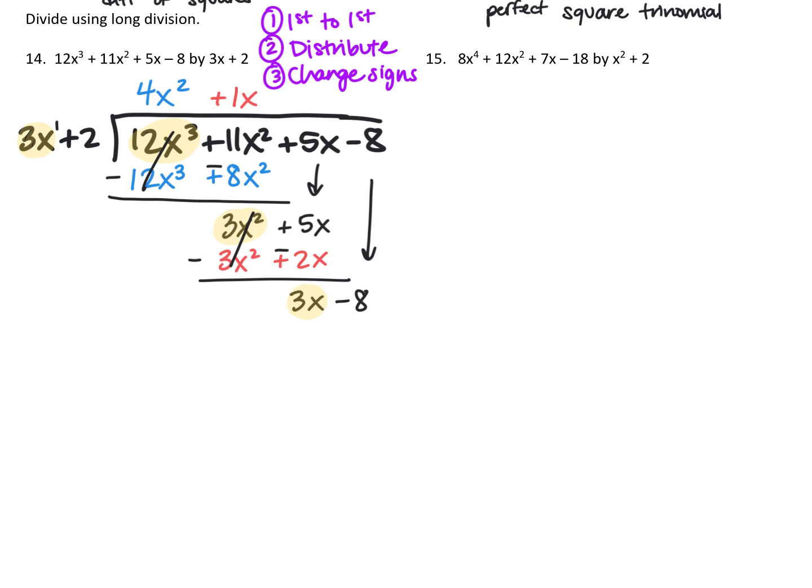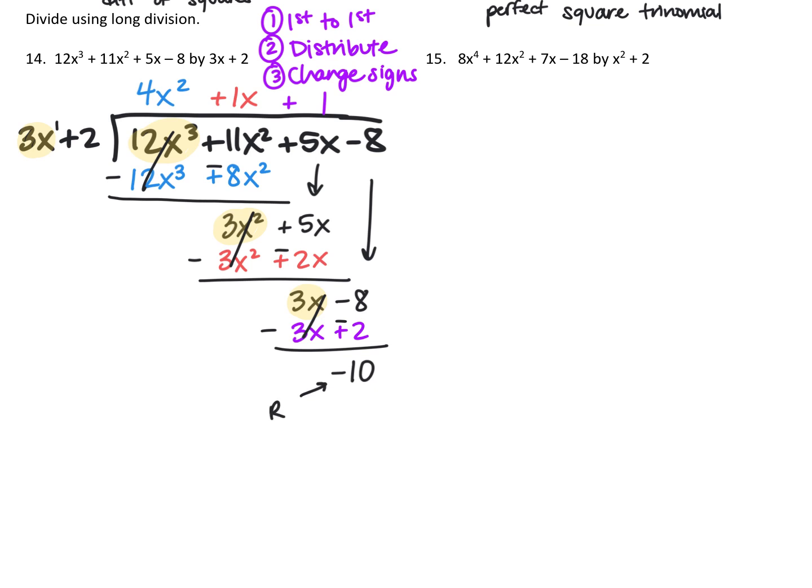We'll do purple this time. And now I distribute. If I distribute to both of these, I just get the same thing, so that's 3x and positive 2. Draw a line, change signs. These cancel. Negative 10 minus 2, that's negative 12. This is my remainder.